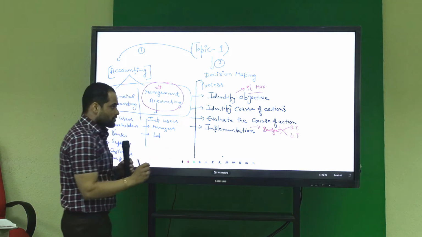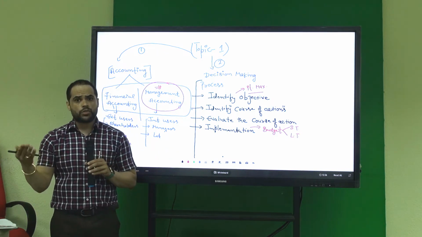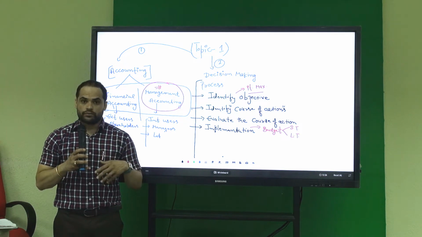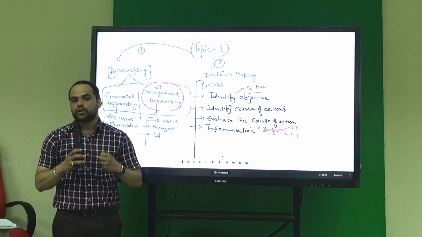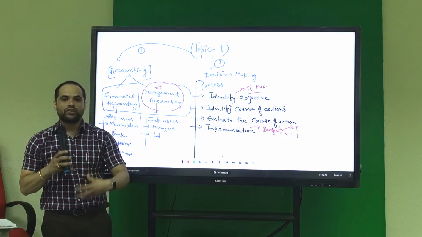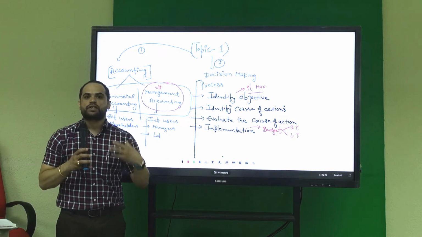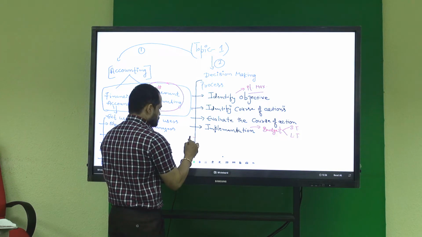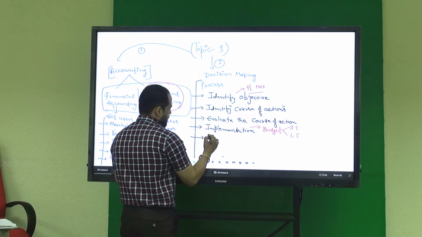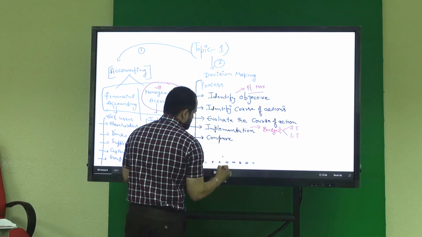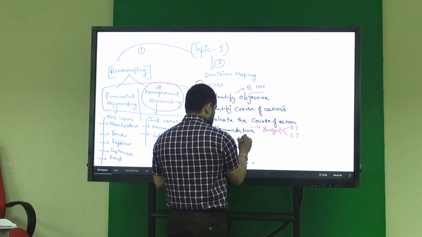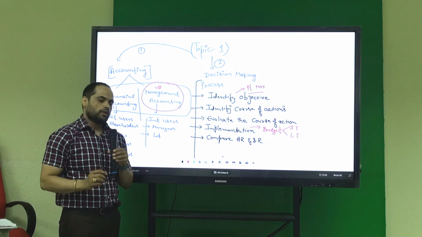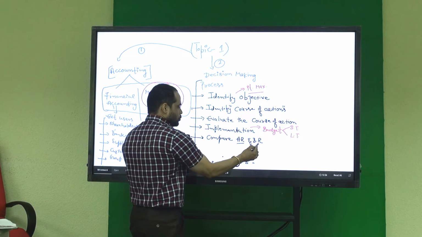Once we implement that option to maximize the budget, we're gonna get some results, right? We're gonna get some outcomes. So whatever outcomes we have, we're gonna compare these outcomes with the budget, with the objective that we have determined. Compare actual results with the budgeted results.